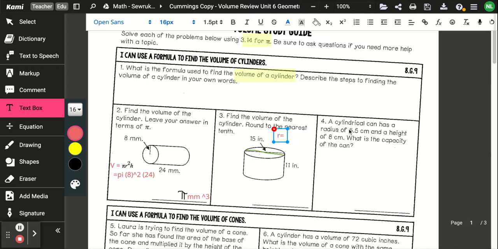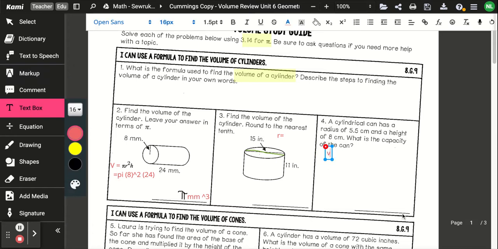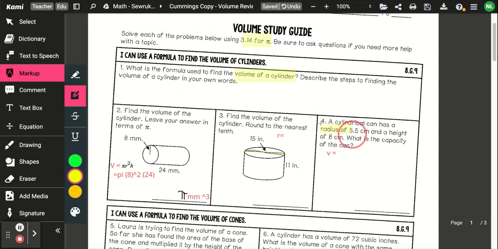Number 4, a cylindrical can has a radius of 5.5 centimeters and a height of 8. What is the capacity of the can? They're asking for the volume. If they ask for the capacity of a can, they're asking for the volume. So again, you're going to rewrite the formula, V equals pi r squared times height. You'll fill in what you know. What you know is that the radius is 5.5 and the height is 8 centimeters. So go ahead and do all that. Plug in the numbers that you have, put it in your calculator, use 3.14 for pi, and write your answer on the line.